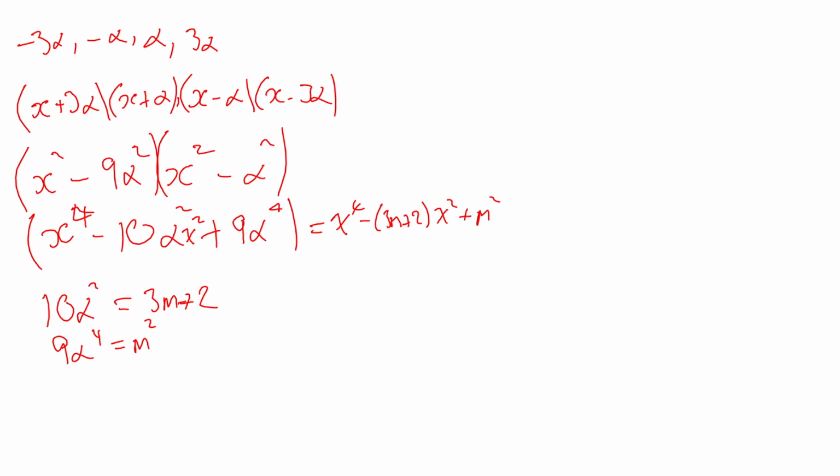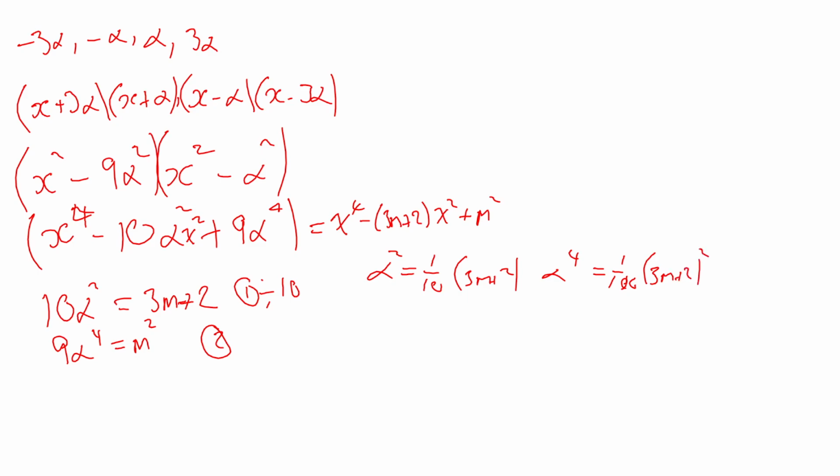The best way I found to do this was to take our equation 1 and equation 2, and divide both sides of equation 1 by 10, so we're now left with alpha squared equals 1/10 of 3m plus 2. Then square both sides, so we have alpha to the 4 equals 1/100th of (3m plus 2) squared.